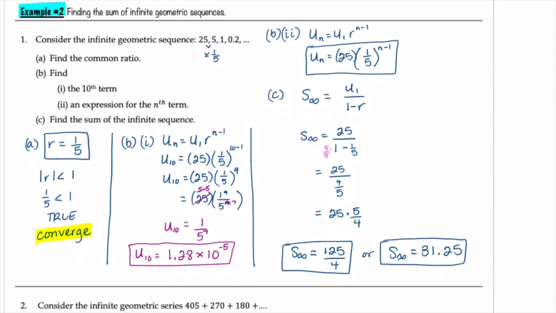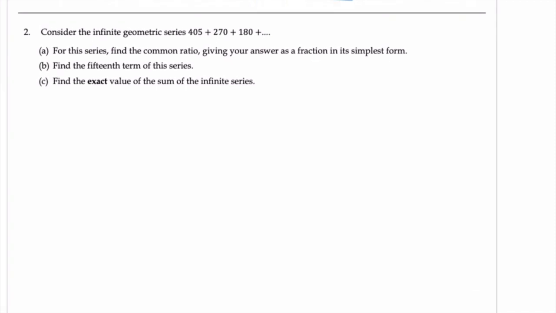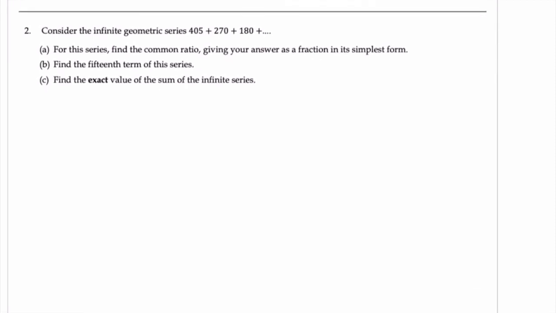So let's look at our last problem. Number 2, consider the infinite geometric series. 405 plus 270 plus 180. A. For this series, find the common ratio, giving your answer as a fraction in simplest form. Part B, find the 15th term of this series. And part C, find the exact value of the sum of the infinite series.